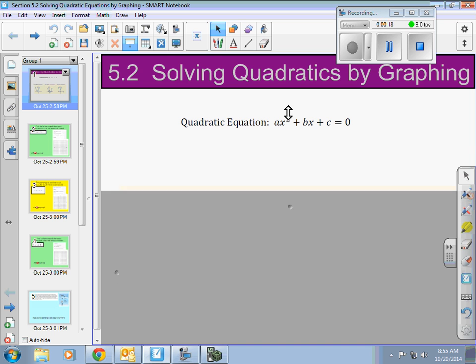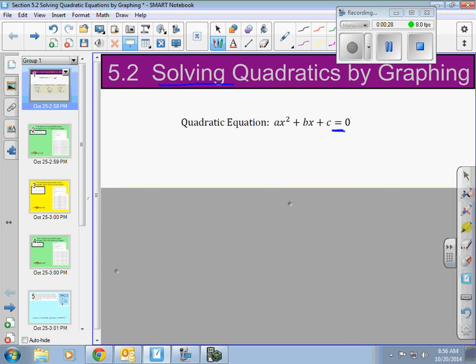Okay. Just to refresh your memory, a quadratic equation is ax squared plus bx plus c. In order to solve it, there has to be an equal sign in order to solve something. So you solve it when you set it equal to 0. Okay, so if you have a number on the other side, you need to get it set equal to 0, then you can go ahead and solve.